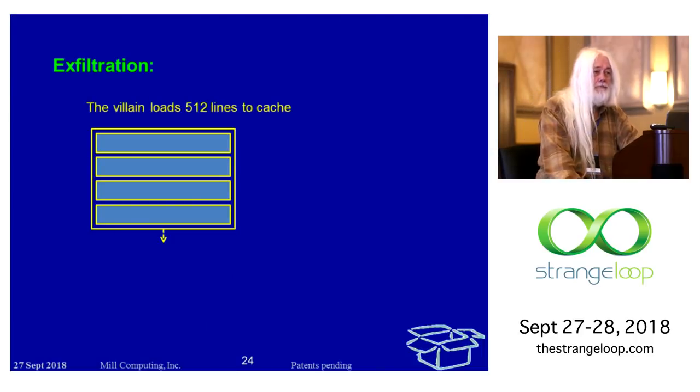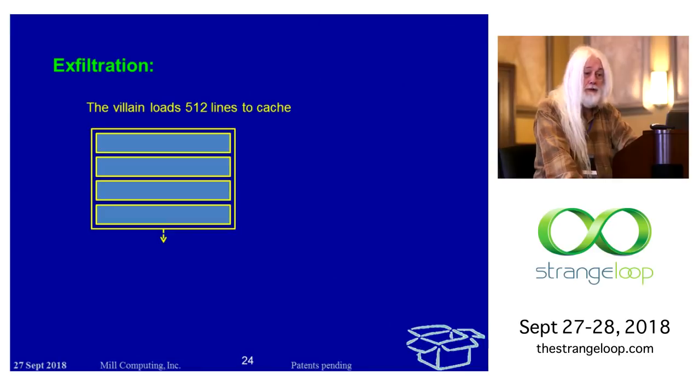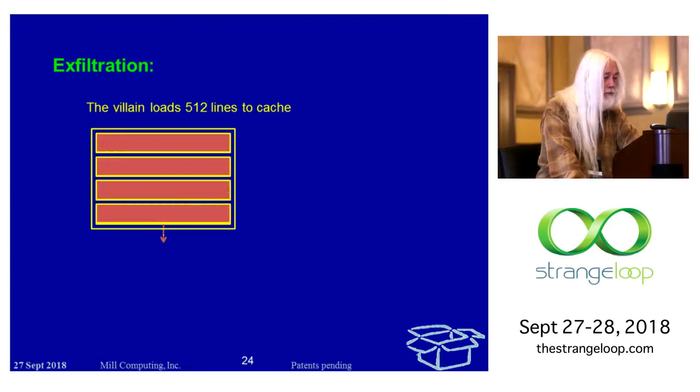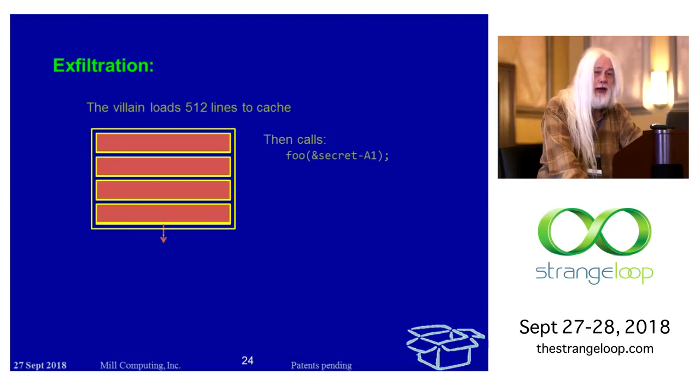First, the villain repeatedly accesses memory, accesses which are valid in the villain's space, but which will wind up in the different cache lines in the physical cache. So there we go. The villain succeeds in loading 512 of the villain's valid lines into cache, flushing out everything else that had been there. Then he does the access.